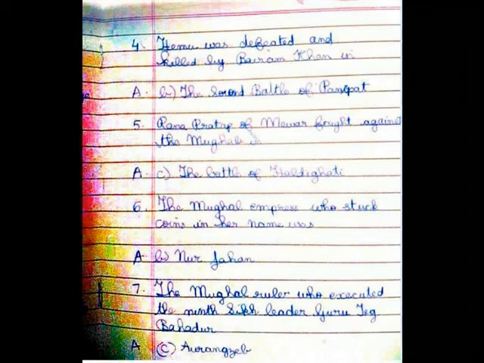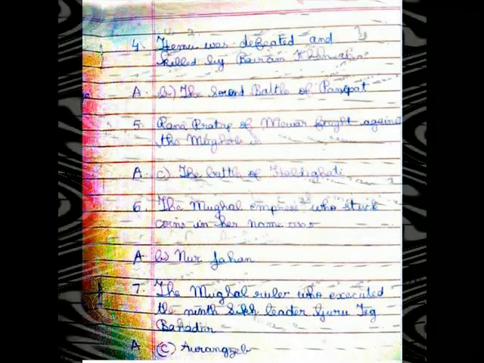Rana Pratap of Mewar fought against the Mughal in the Battle of Haldigadi. The Mughal empress who struck coins in her name was Nur Jahan. The Mughal ruler who executed the 9th, 6th leader Guru Tegh Bahadur, Aurangzeb.